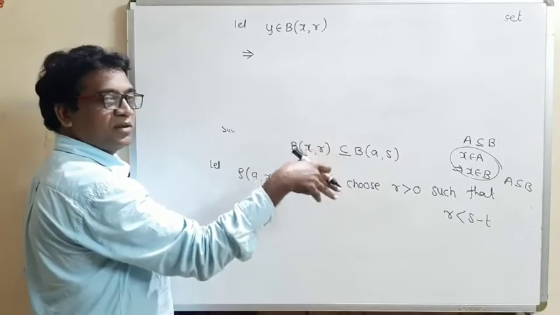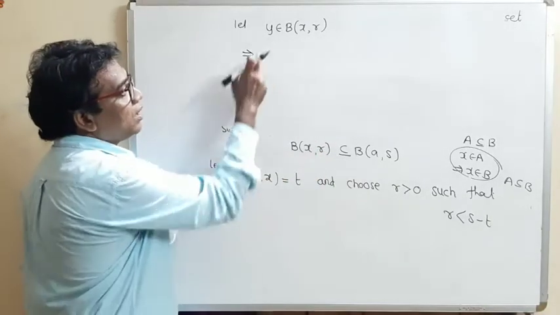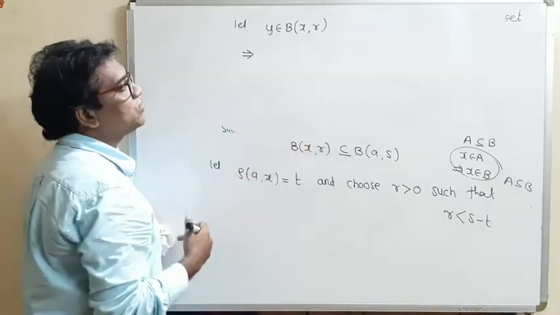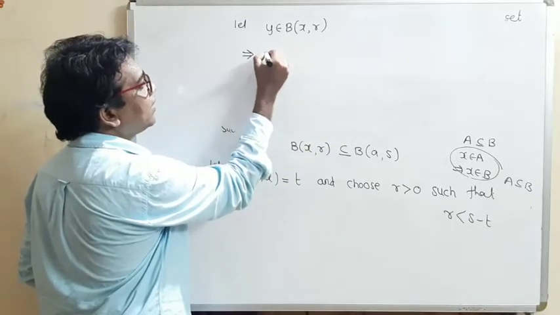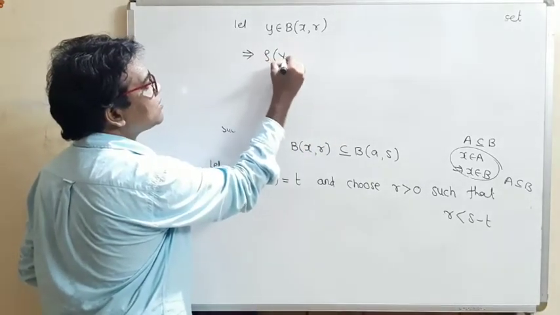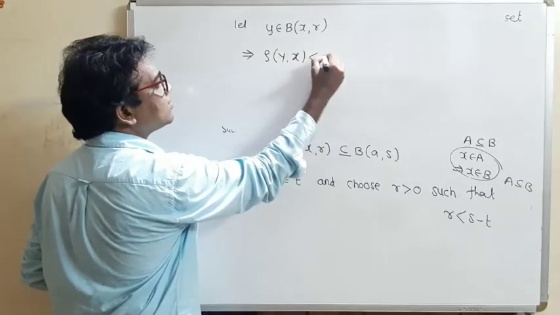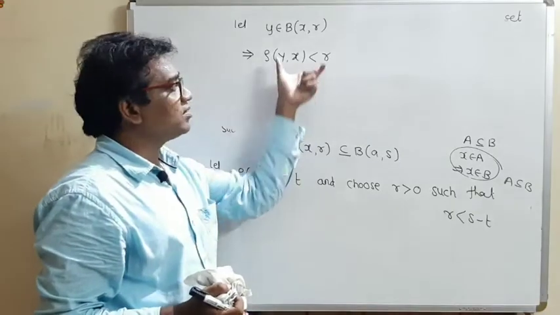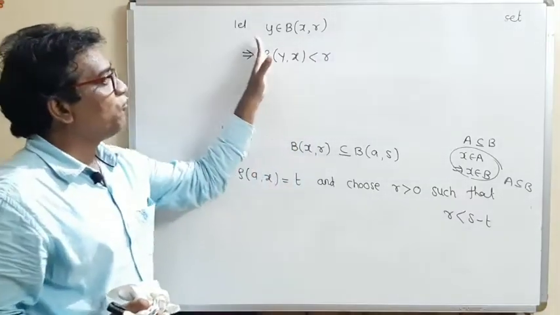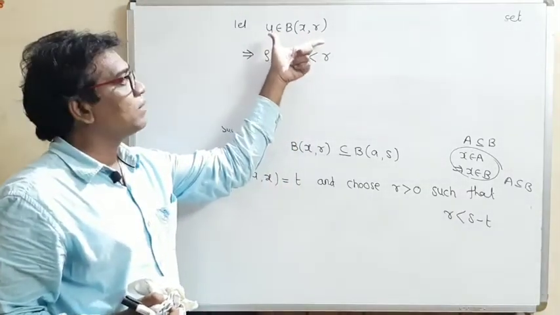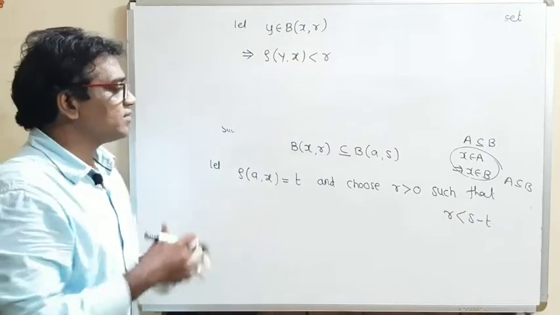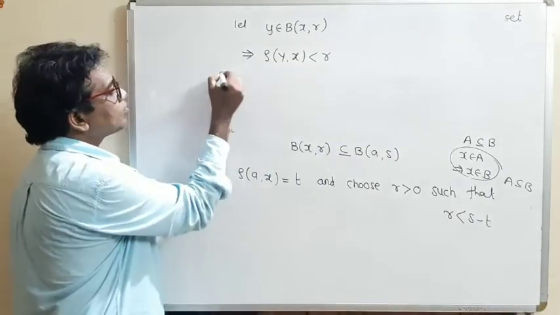Just now we have seen the definition of open ball. If Y is an element of B(X, R), then according to the definition of open ball, we can write that the distance between Y and X is less than R.